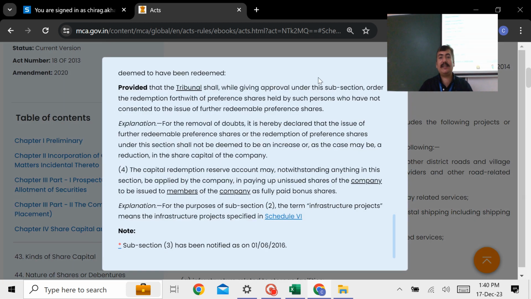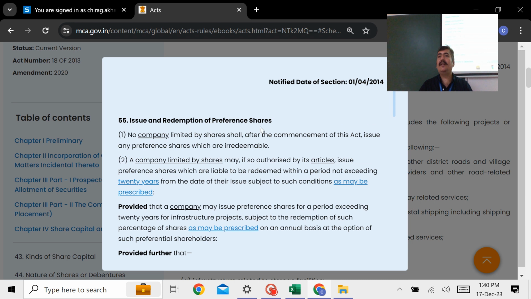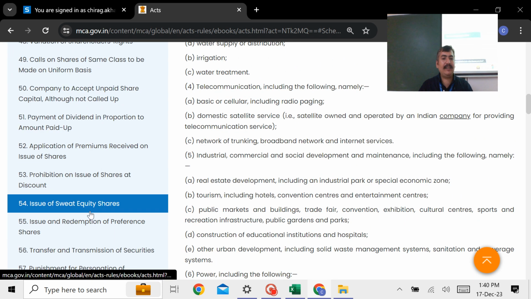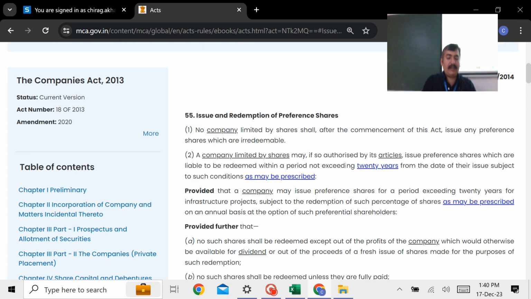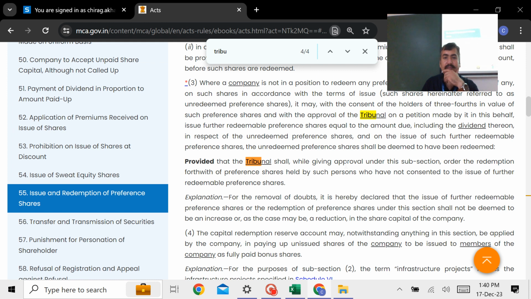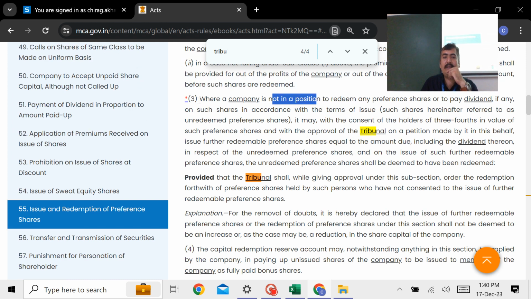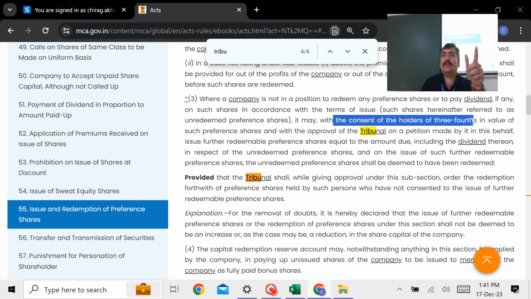तो देखिए इसकी मजा ये कि जैसे आपने उसको क्लिक किया सीधा वही 55 खुल जाएगा यहाँ पर अलग विंडो में. लेकिन इससे अच्छा हम यहीं से खोल देते हैं. ये रहा, वही सेम टू सेम है. ठीक है. सो ओवर देयर आई वांट यू, देखो गाइस, where a company is not in a position, and this is given under 55 subsection 3, not in position to redeem any preference shares or to pay dividend of the preference shares, if any, on such shares in accordance with the terms of the issue, it may with the consent of the holders of the 3/4, not a special resolution, sorry वो मेरी गलती थी. क्या लिखा है यहाँ पे? 3/4 का होल्डर का कंसेंट इन द वैल्यू ऑफ द सच प्रेफरेंस शेयर्स एंड विथ द अप्रूवल ऑफ द ट्रिब्यूनल.